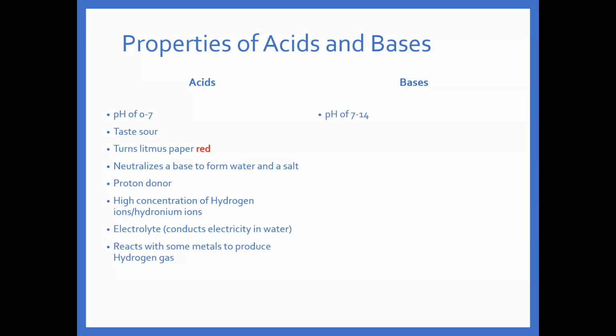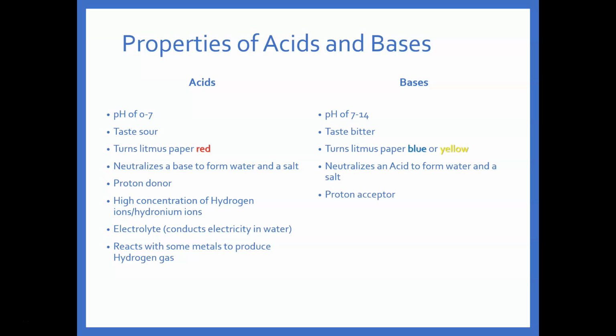On the other hand, we have bases, which have a pH of 7 to 14, so the higher end of our pH scale. The pH scale maxes out at 14. They are going to taste bitter. They turn litmus paper blue or yellow, depending on the type of litmus paper. And they neutralize an acid to form water and salt.